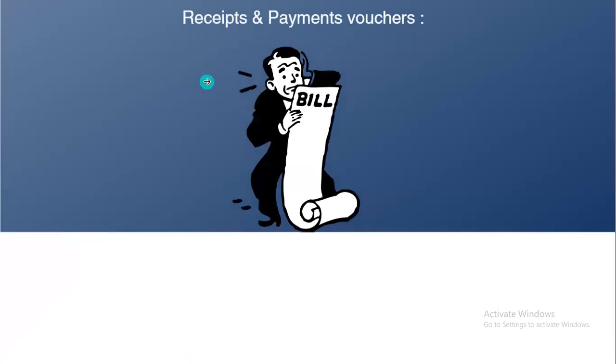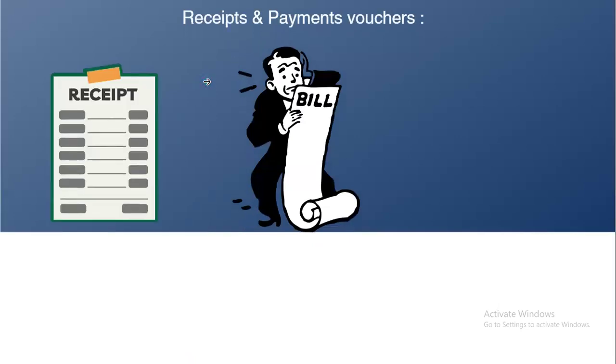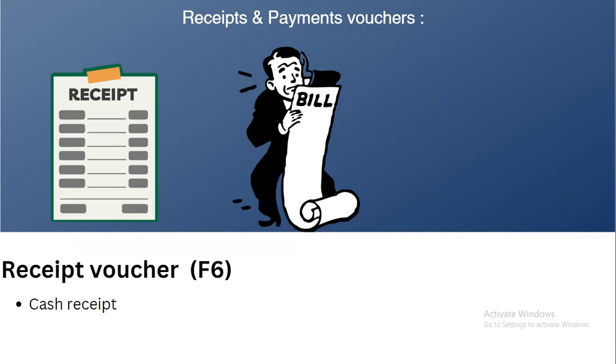First, what is a receipt voucher? The shortcut key of receipt voucher is F6. And as we learned earlier, this receipt voucher records all the money that has been received by the business from sales or any other source, like capital introduced by owners. And we can receive money in two types. One is cash receipt and the other is bank receipt.